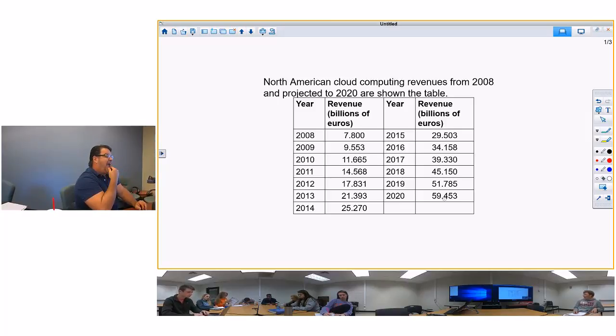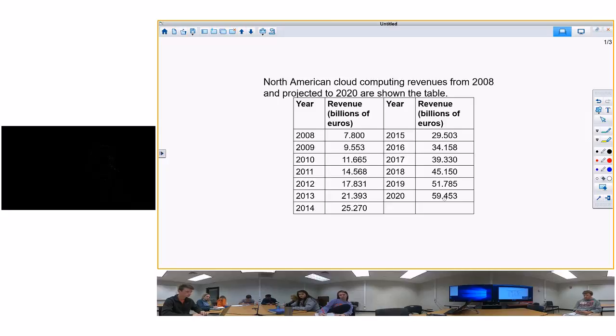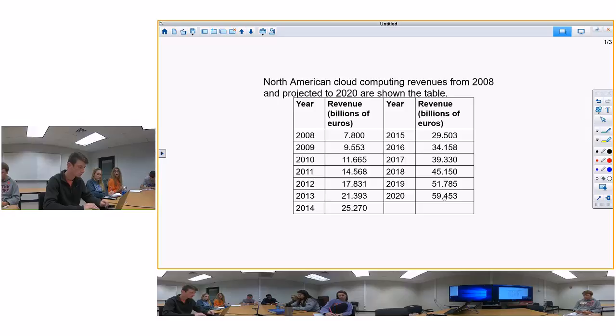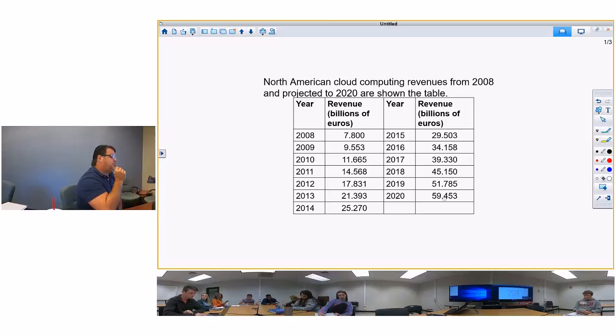So what I want you to do after you write these down is plot it, compute the line of regression, best fit, or nonlinear regression, and see what you come up with. And that's using the quadratic regression that we used the other day on your calculator.